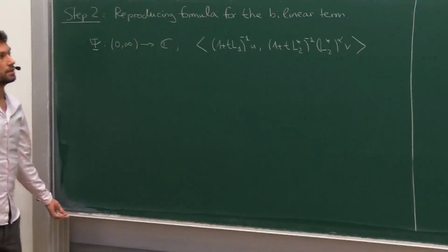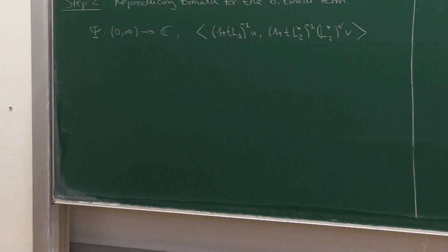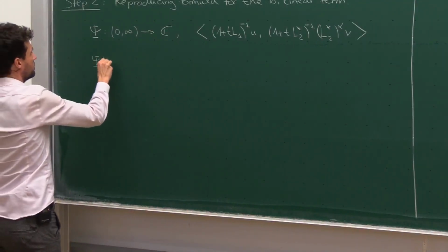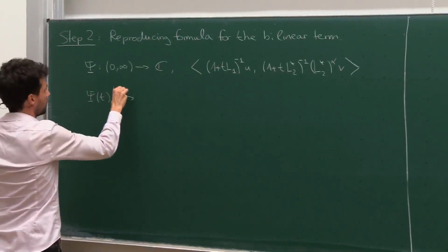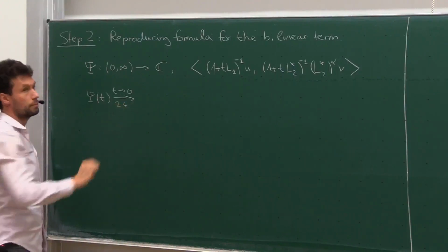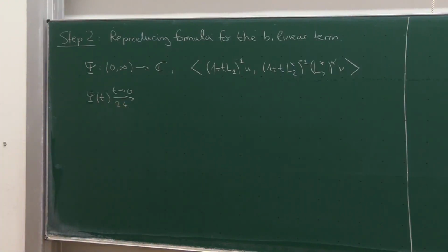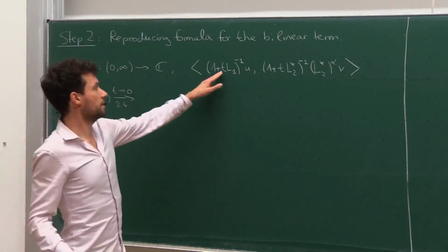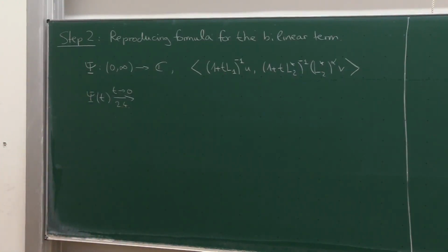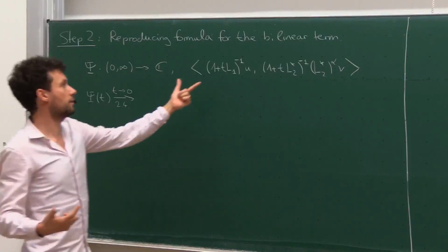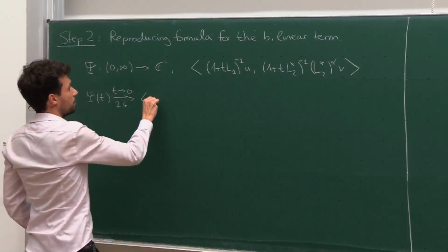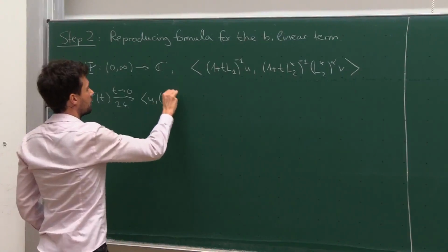Okay, this is a nice function. I can do that. Psi of t, when t goes to 0, by this all-purpose proposition for sectorial operators. These resolvents, when the parameter t goes to 0, we think always of them as being an approximation of the identity, and so they converge strongly to the identity. So when t goes to 0, I'm going to get back the bilinear term.